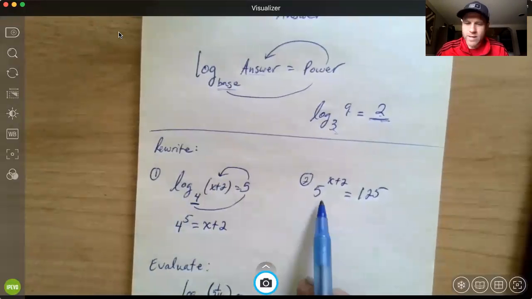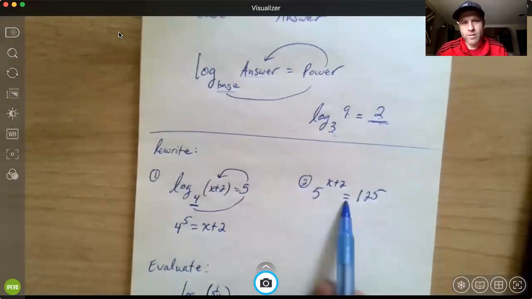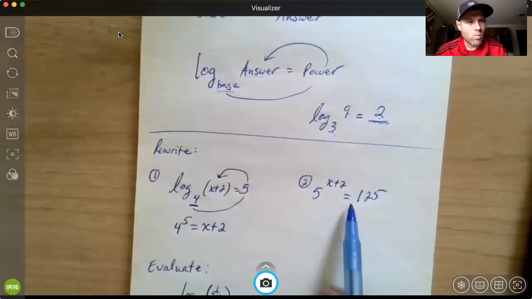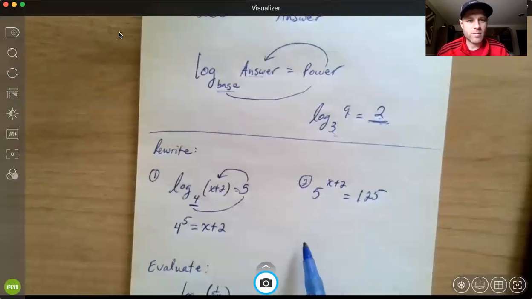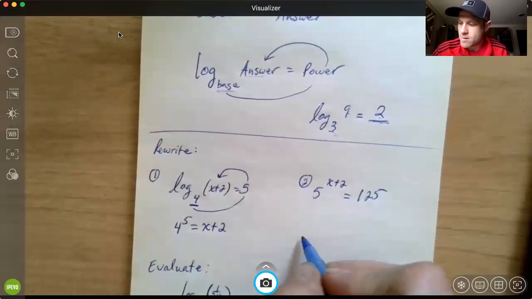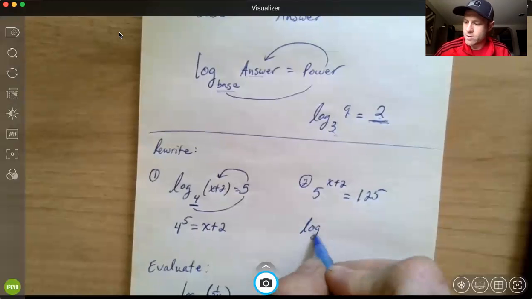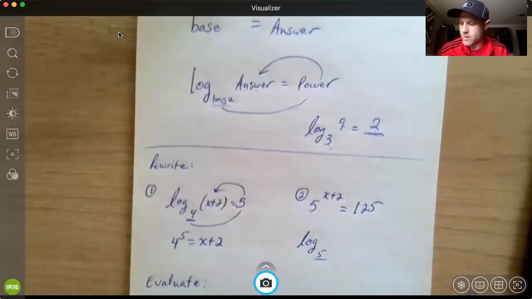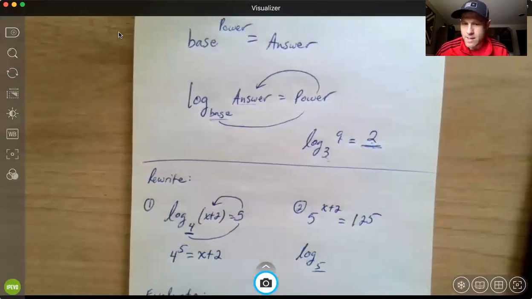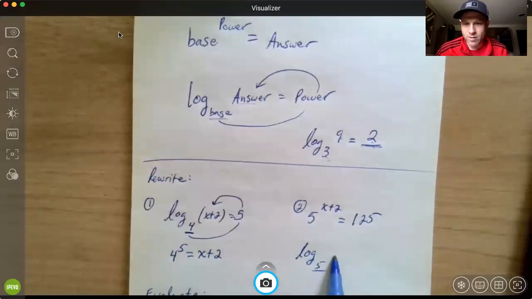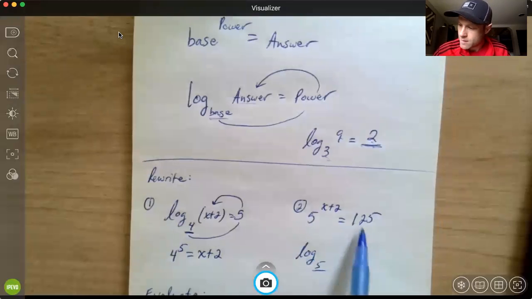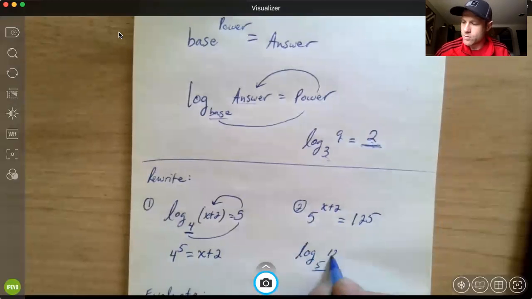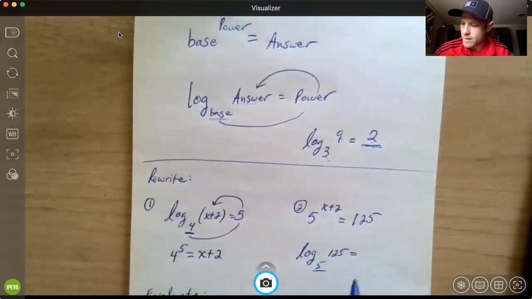Over here, we did some of these questions in the last unit where we took and rewrote them as one-to-one, but what they really want you to do in this question is just to simply rewrite it as a logarithm. So if we take this, we want to put the base down here, which is a 5, right? We want to put right here the answer to the question, and the answer is 125 equals our power, which is x plus 2.